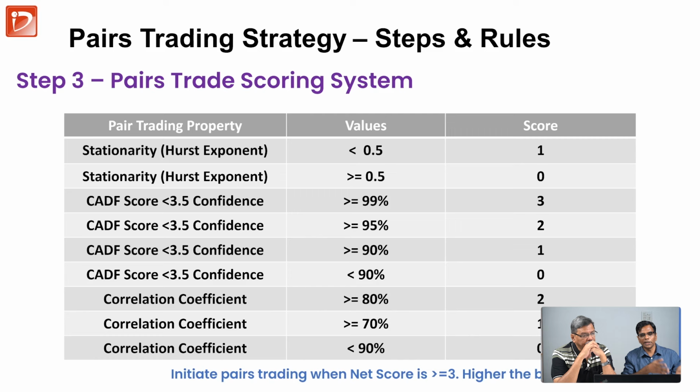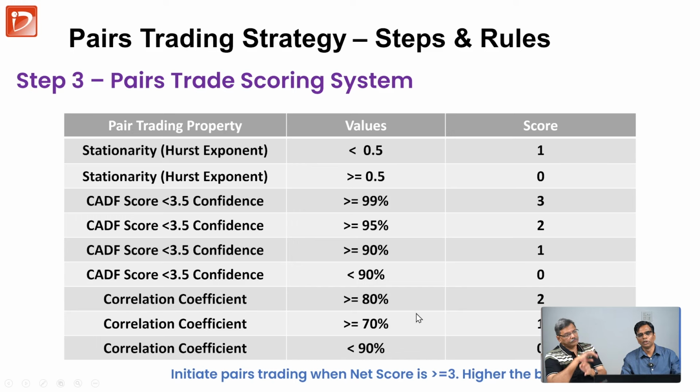Now for the CADF score, less than -3.5 with confidence greater than or equal to 99%, we give a score of 3. If it has greater than or equal to 95% confidence, we give a score of 2. And greater than or equal to 90% confidence, we give a score of 1. So higher confidence means higher score. If it is less than 90%, we don't have any confidence, so it is 0. Now the correlation coefficient above 80%.